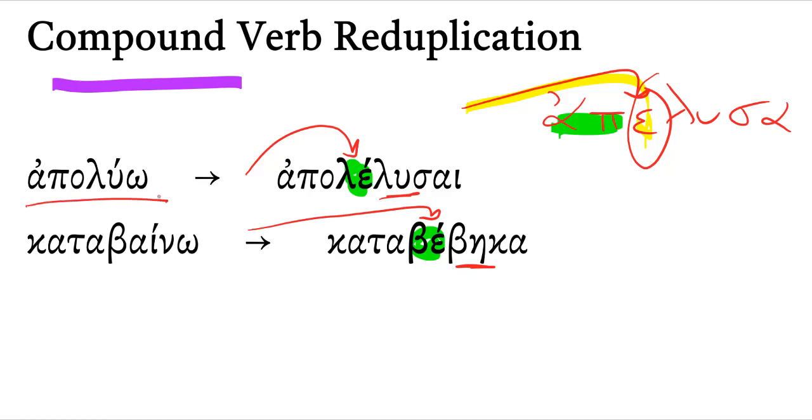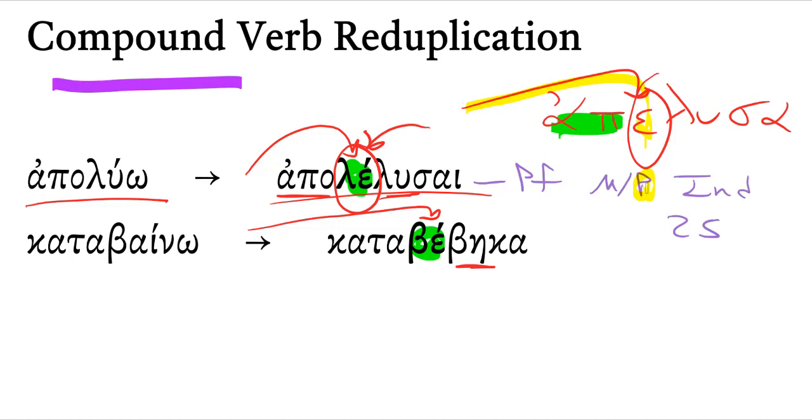For example, apaluo, I release. Apalelusai, right? Apalelusai would be the second person singular middle passive of that. So the reduplication would come before the main part of the verb. I think it would be helpful for us to parse that, right? So this is a perfect middle or passive indicative, second person singular. Rendered as a passive, it would be you have been released, right? Or you have been dismissed. Rendered as a middle, it would be you have released for yourself.